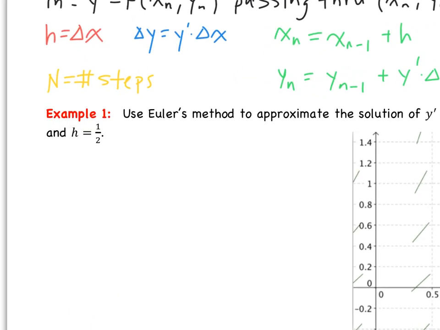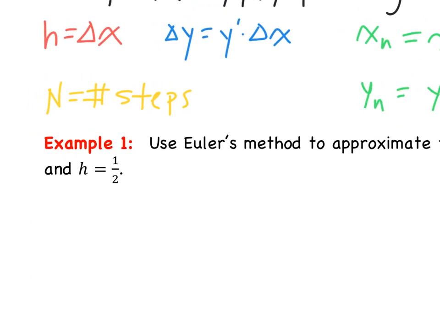So let's zoom in first and list all of the stuff that we know. We know that y prime is y squared plus 1. We start at the point (1, 0). The number of steps we're taking to get to our approximation is 2, and our h is 1/2, or remember that that is delta x.